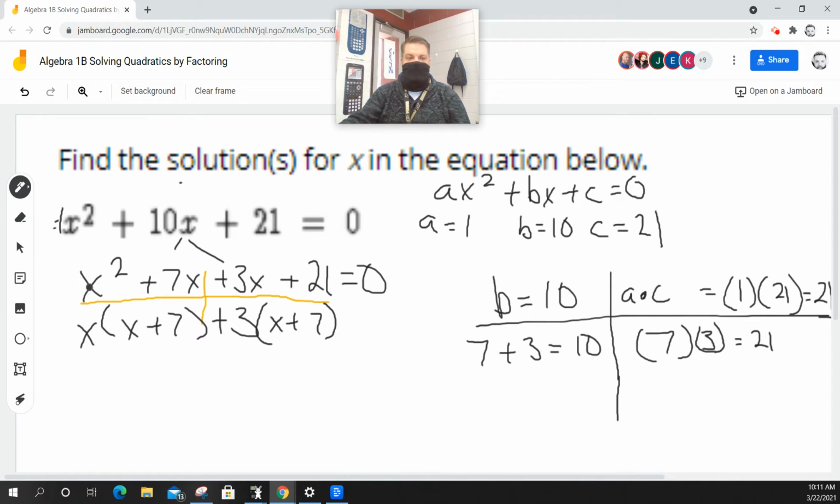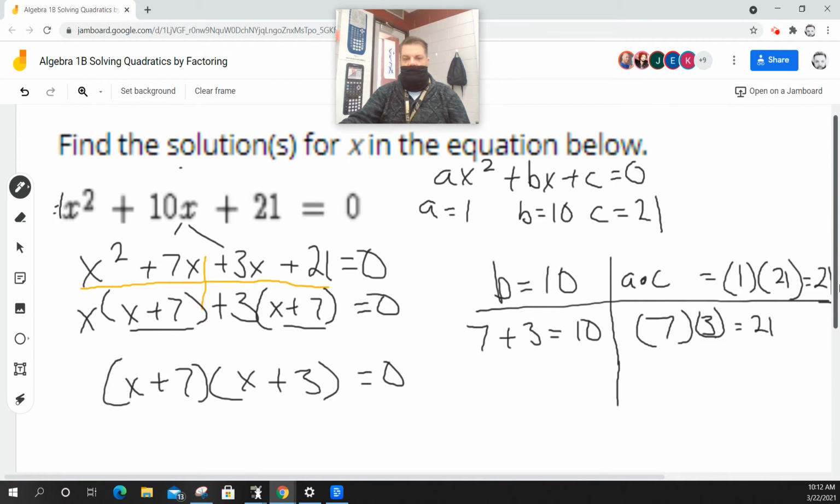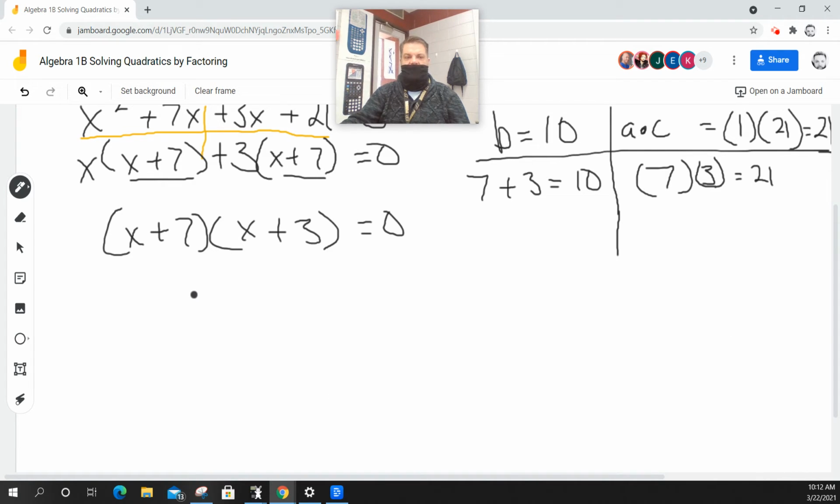Now, the next thing I'm going to do is factor out x plus 7 out of both terms. So I'm going to toss that to the front, and I'm going to say x plus 7. Well, what's left over? X plus 3. And that's equal to 0. Well, the only way I can guarantee that I get 0 is if x plus 7 is equal to 0, or if x plus 3 is equal to 0.